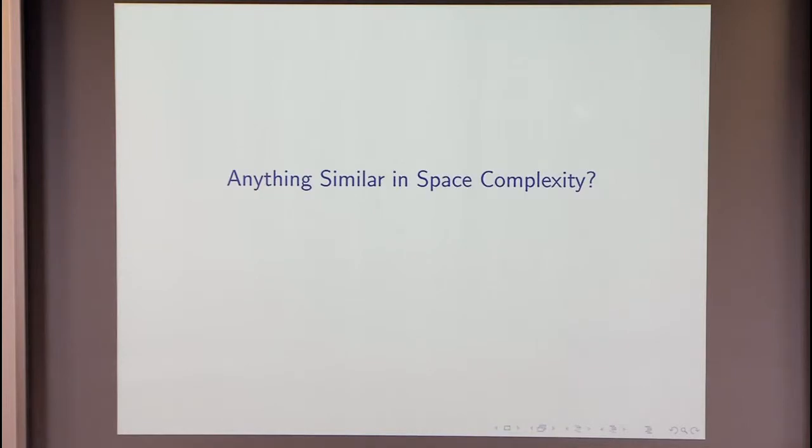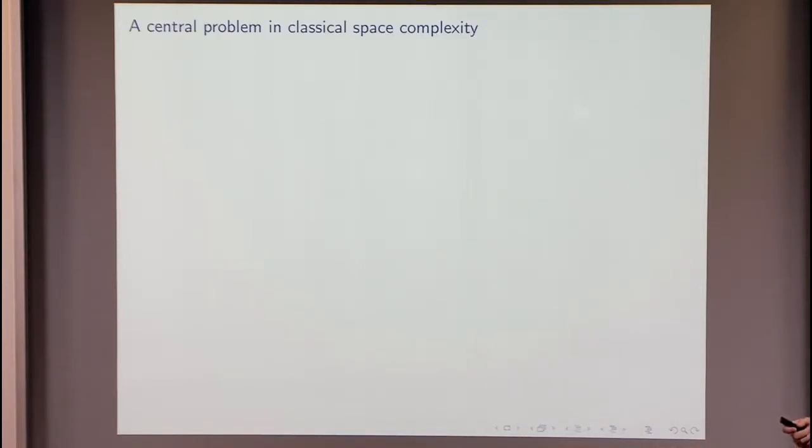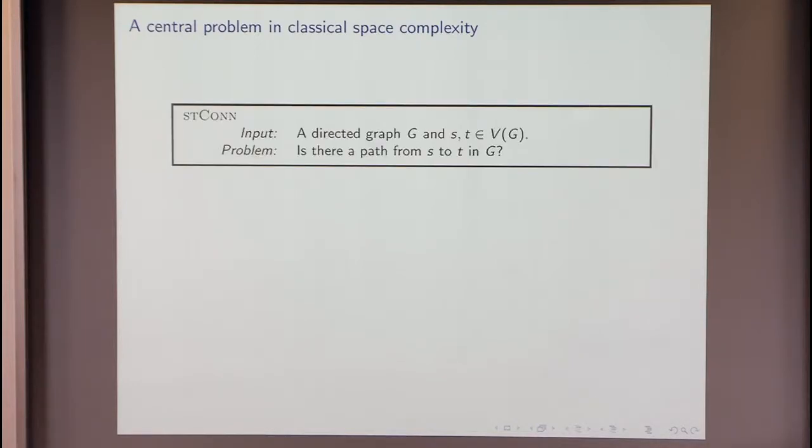So one natural question, if you are interested in space complexity, is whether anything similar holds in the case of space. If you look at space complexity, one central problem is, of course, ST connectivity. We are given a directed graph G, a source node S and a sink node T. You want to find whether there is a path going from S to T.